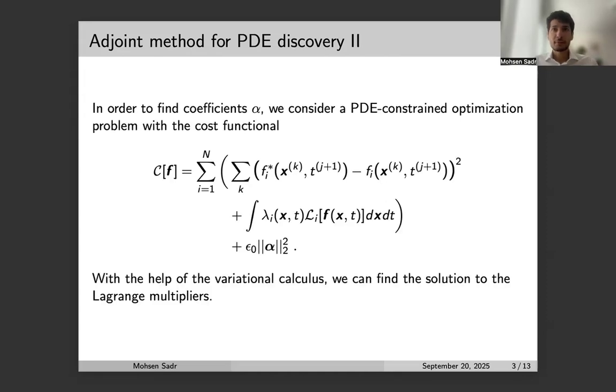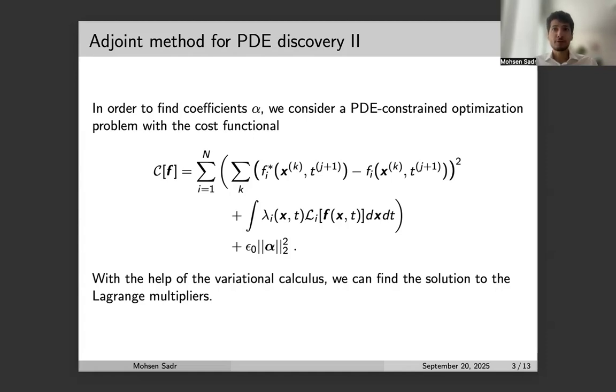The next step is to define our cost functional. Of course, we want our estimate to match the observation, so our solution F should be as close as possible to the data that is denoted by F star. The first term in our cost functional is essentially the L2 norm square error between the two.